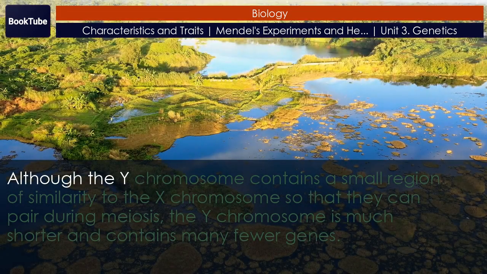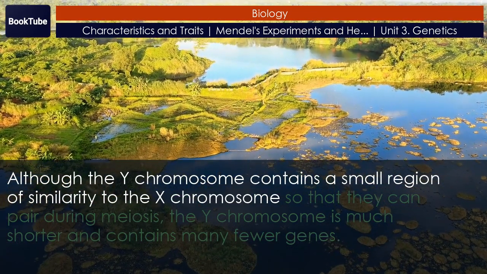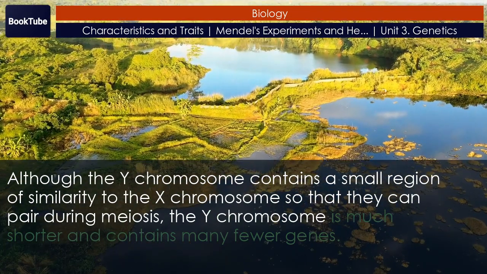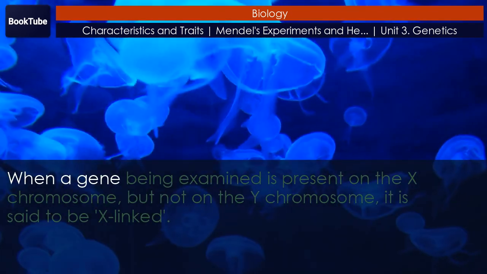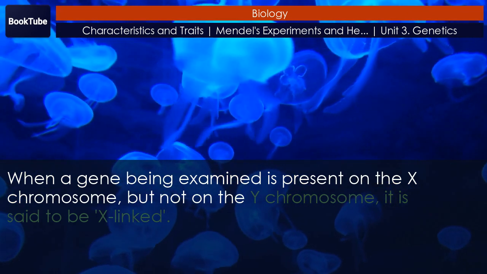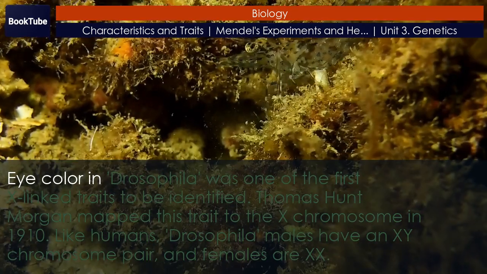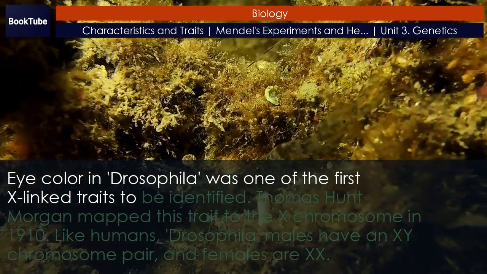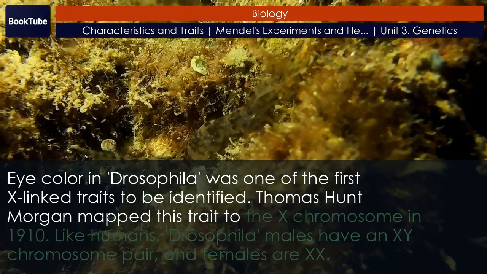Although the Y chromosome contains a small region of similarity to the X chromosome so that they can pair during meiosis, the Y chromosome is much shorter and contains many fewer genes. When a gene being examined is present on the X chromosome, but not on the Y chromosome, it is said to be X-linked. Eye color in Drosophila was one of the first X-linked traits to be identified. Thomas Hunt Morgan mapped this trait to the X chromosome in 1910.